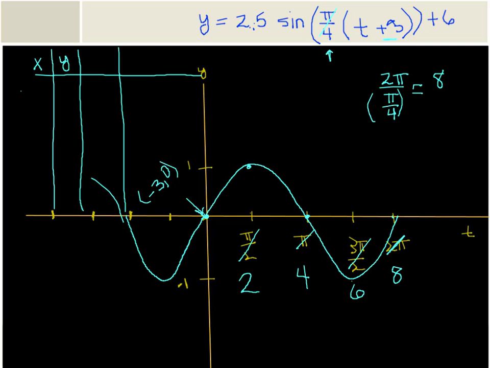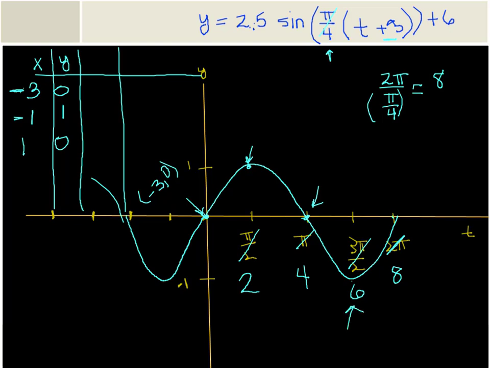So I'm just going to say minus 3, 0, and then my point 2 becomes 2 minus 3, or minus 1, 1. My 4 becomes 1, 0.